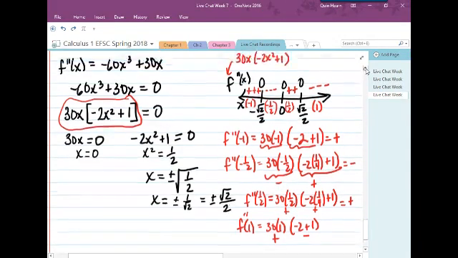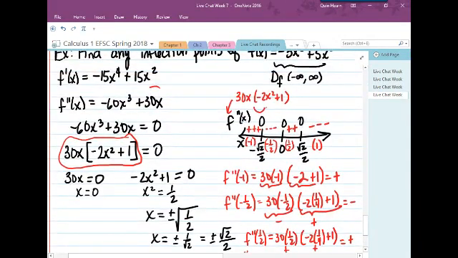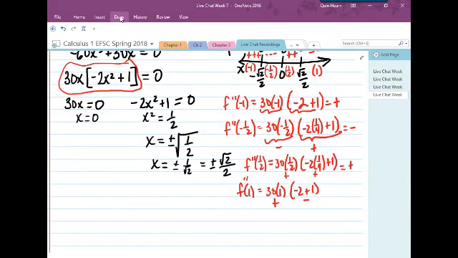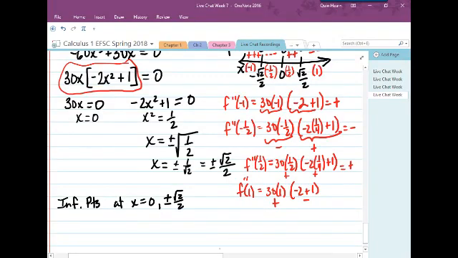So our function changes from concave up to concave down, back to concave up, and then down to concave. So that is the very definition of inflection points. So to answer the question, we have inflection points at x equals 0 and plus or minus root 2 over 2. Three different inflection points.